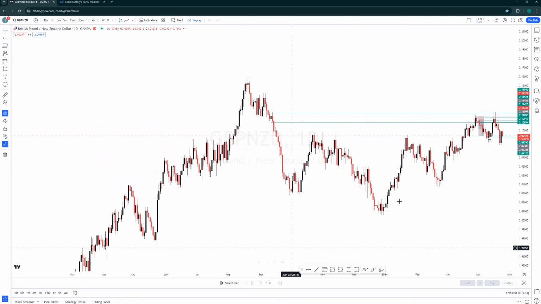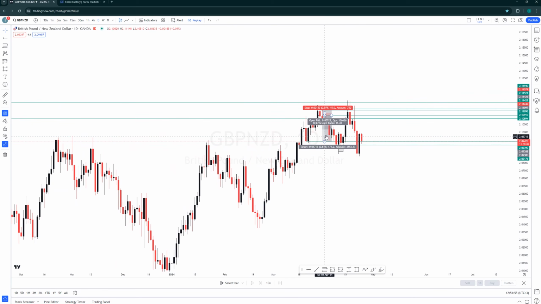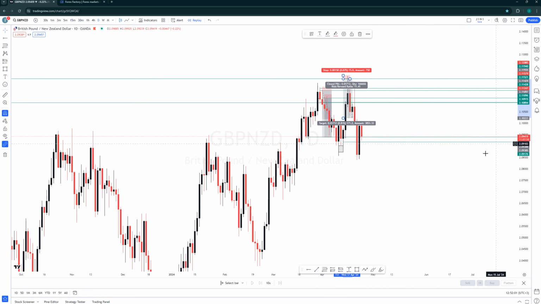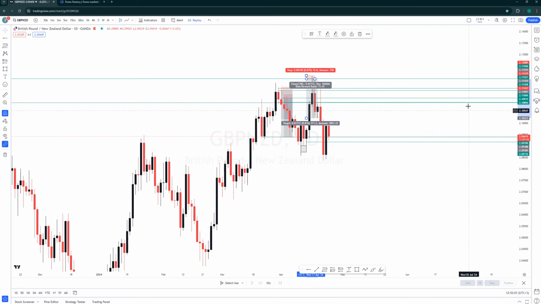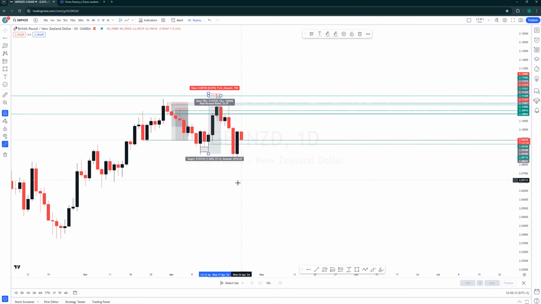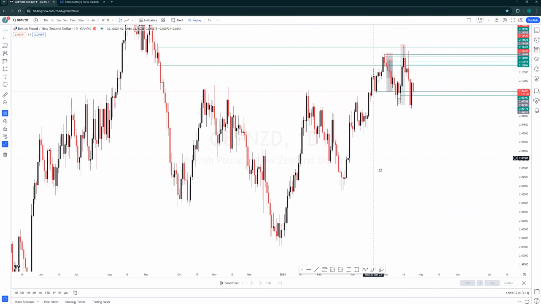Yes, as you can see, the market just came and took that entry, and the stop loss was only, if you put your maximum stop loss at 15 pips, the market won't take you out. So as you can see, the market just activated that entry and sold over 330 pips. So that is how we managed to take this GBP NZD trade.